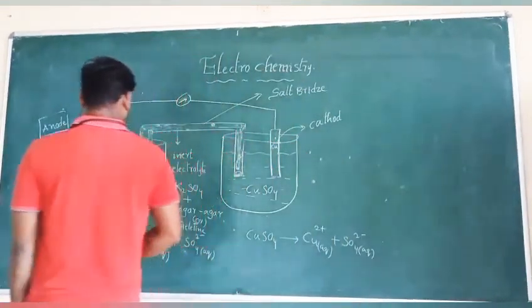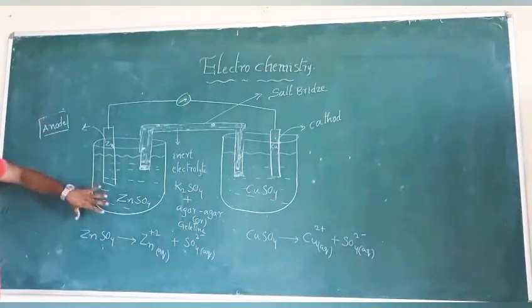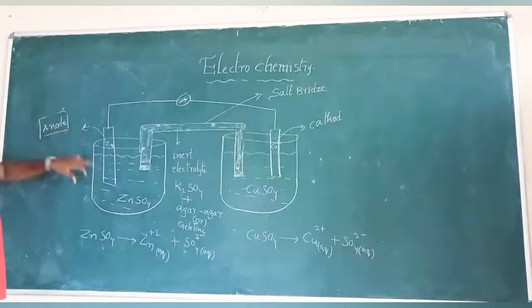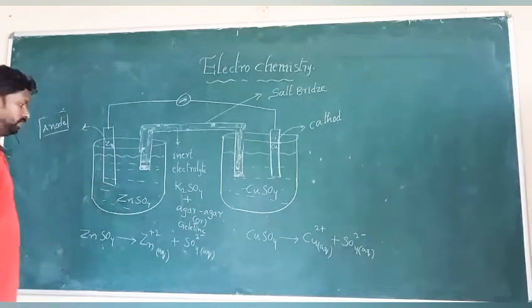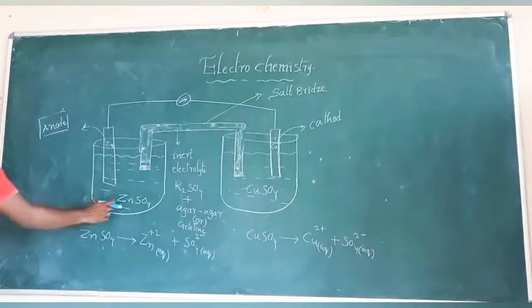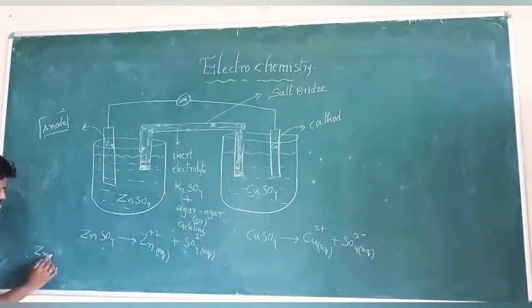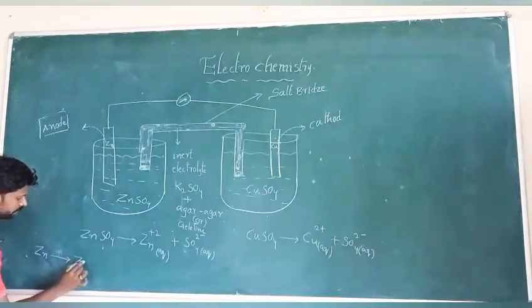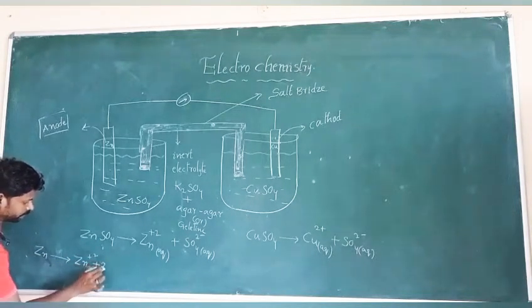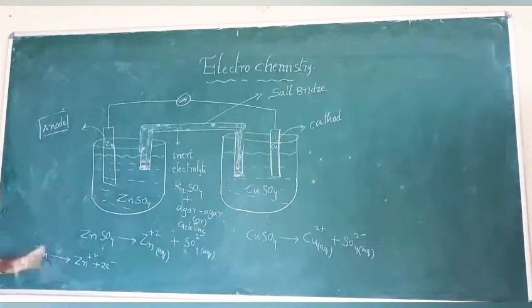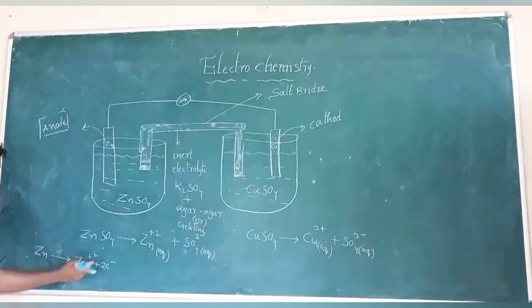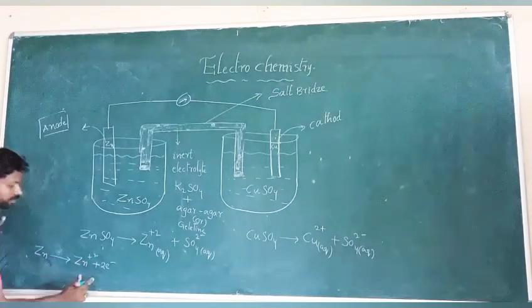If you observe at the anode, what is going on? At the anode, always oxidation takes place. For example, I am taking a zinc sulfate solution. This zinc is losing electrons and forms Zn2+ plus 2 electrons. Zinc is going to lose electrons. This is called oxidation.